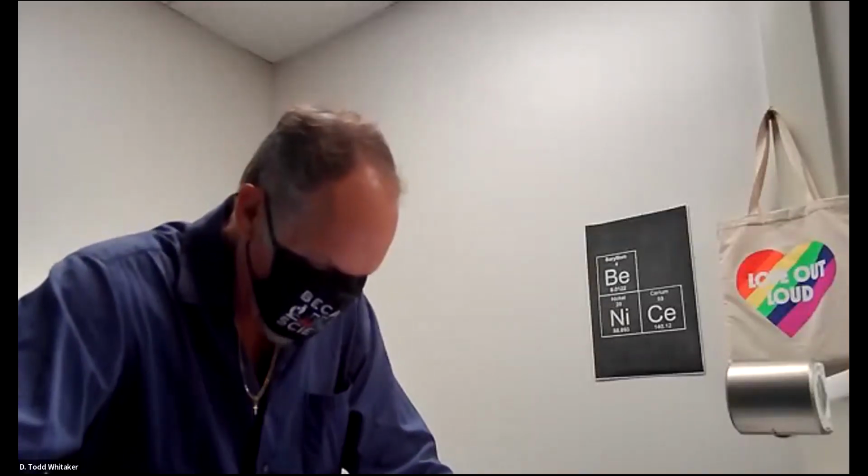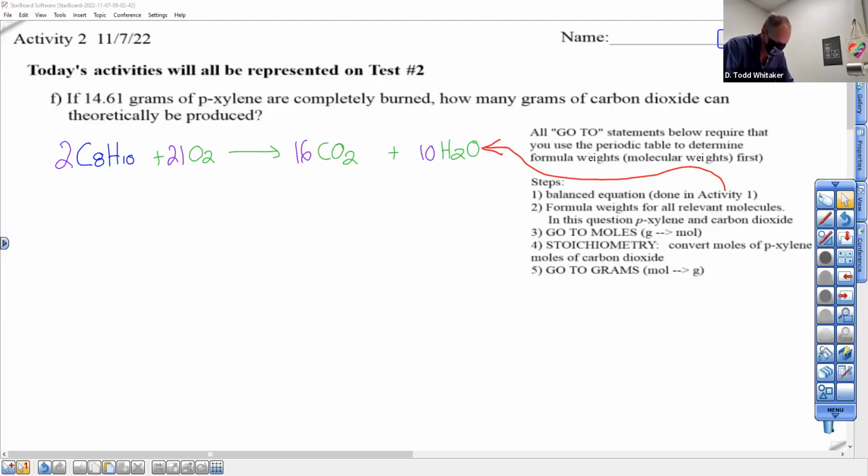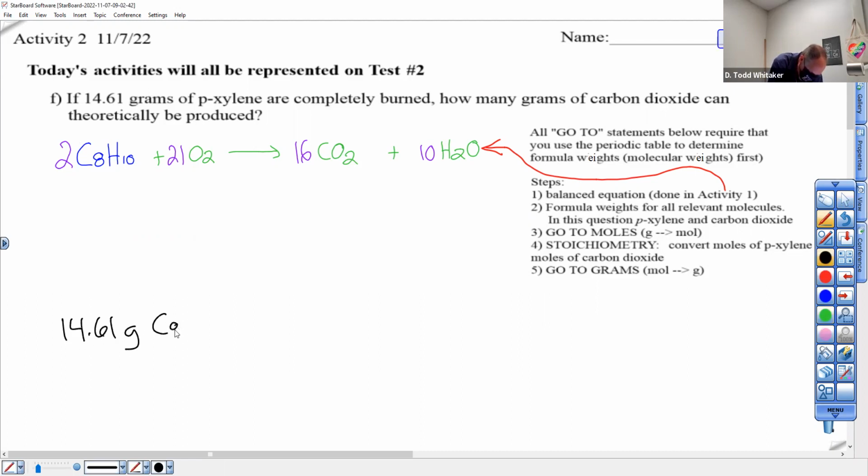We're continuing our exploration of stoichiometry and the burning of xylene. Activity 1, which was the previous video, we came up with a balanced equation and used it for several other things. We're starting fresh, but this is the amount we're starting with here, 14.61 grams of paraxylene. So eventually, we're going to be converting that to something. But let's look at steps.